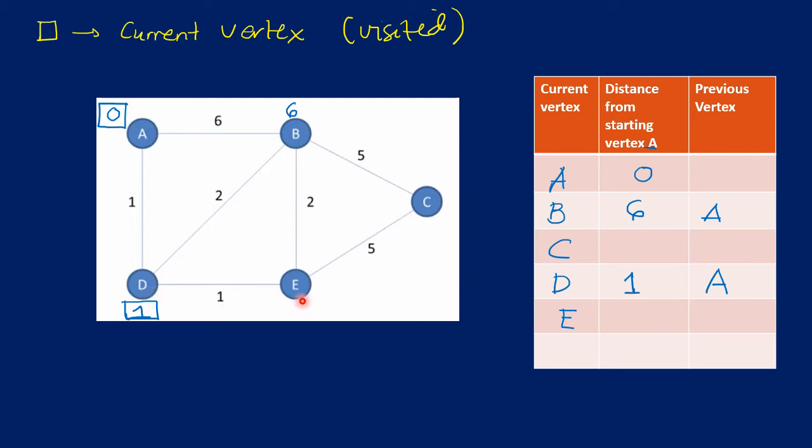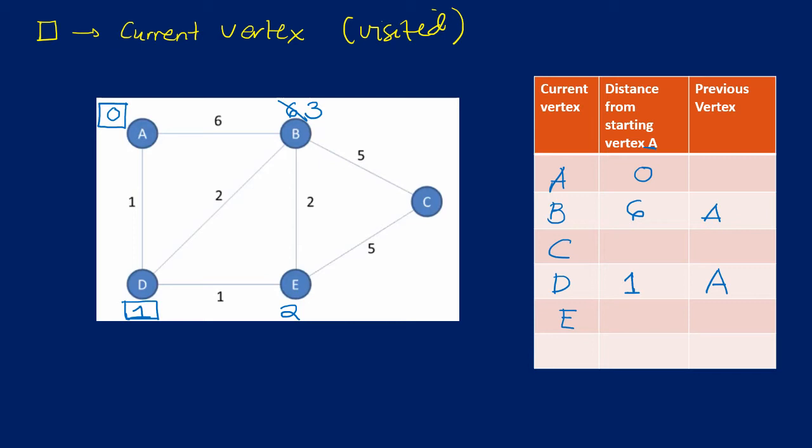We will now write the distance. This tells us that the distance of D from A is 1. So what is now the distance of E from D? It's 1 plus 1, correct? So I will write the distance of E from A now is 2. And then, how about B? Its distance via D is 1 plus 2, so this now becomes 3. I will erase the 6 because that's smaller.